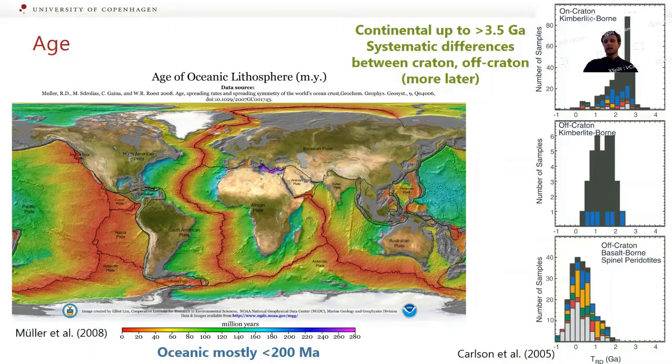And on the right here is just a compilation of rhenium depletion ages for various peridotites. On craton, brought up by kimberlites. Off craton or craton margins, also brought up by kimberlites. And finally, off craton, alkali basalt hosted peridotites. And you can see that in general, the cratonic peridotites are a lot older. And the oldest ones can range up to 3.5 billion years old or so.